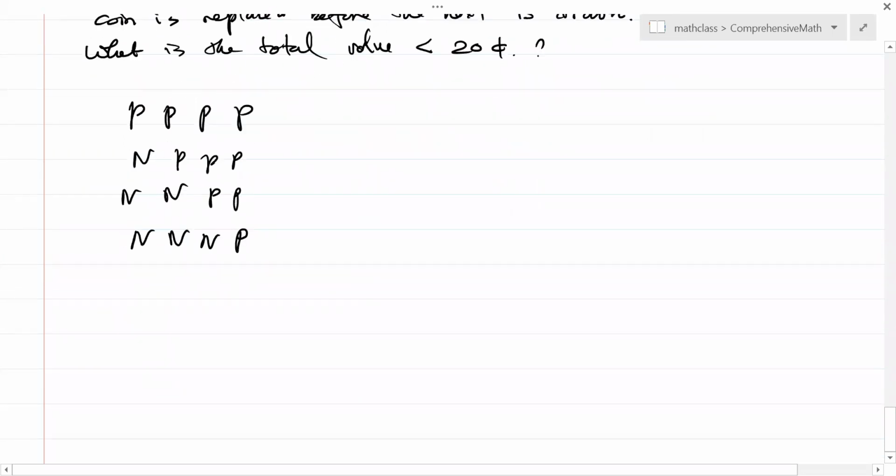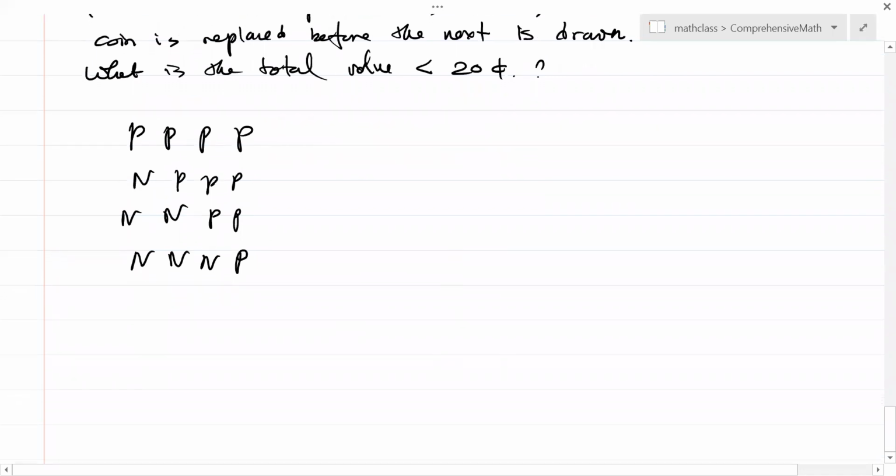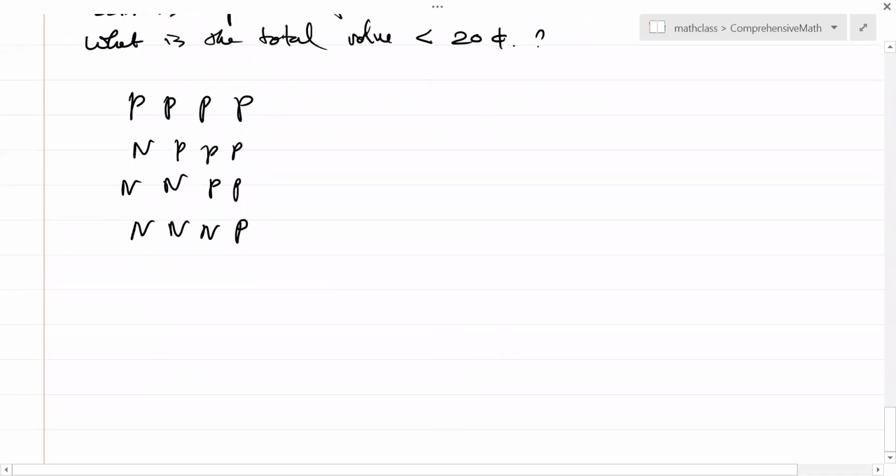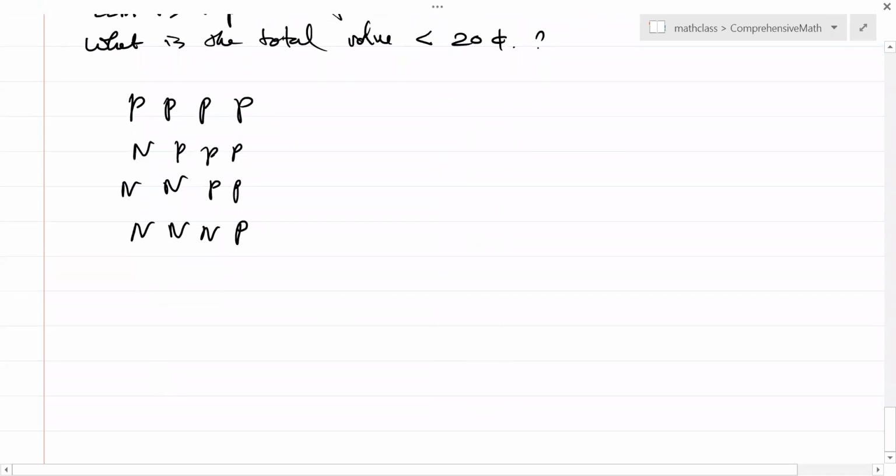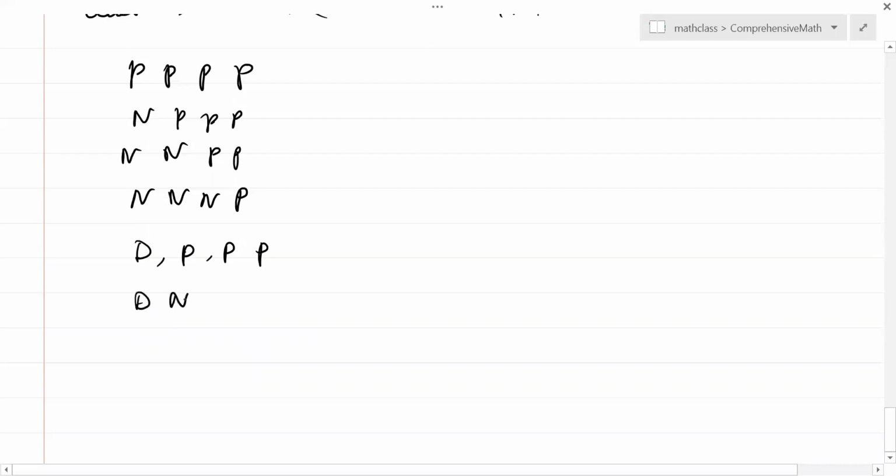Okay. And you cannot have 4 nickels. 4 nickels is going to be 20 cents, so that's impossible. Another possible pattern is 1 dime, 3 pennies. Can you have 2 dimes? No. But I can have 1 dime, 1 nickel, 2 pennies. I think those are all the possible combinations you can have. You cannot have quarters in that. Okay?